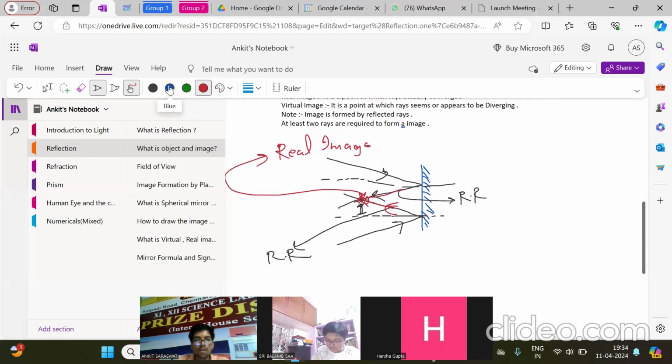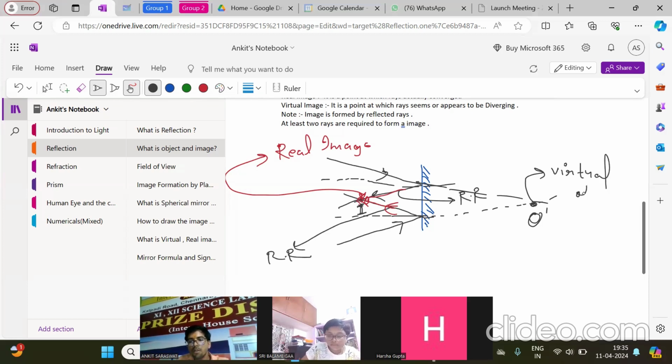Now moving to the virtual, draw this. Now just tell me, if I drag this incident ray at the back, now what is this? Virtual object. Because at this point, rays appear to converge. Any doubt? No, sir. This is a virtual object. So virtual object, what is the definition? It is a point at which these rays appear to be converged.